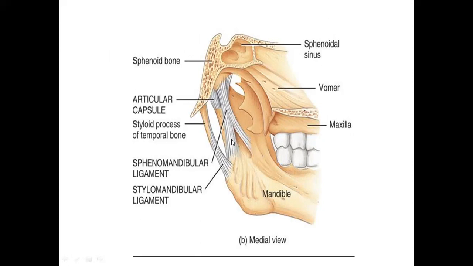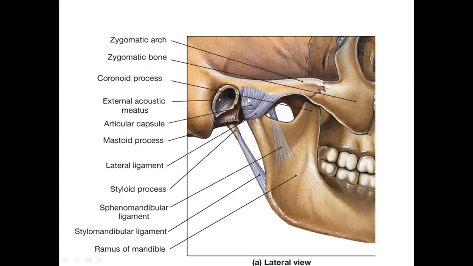This is the articular capsule. Next, this is the capsule. This is the lateral ligament of the joint cavity. This is the sphenomandibular ligament. Next, this is the stylomandibular ligament. These ligaments give support and strength to this joint. It is also one of the weakest joints on the facial skeleton.